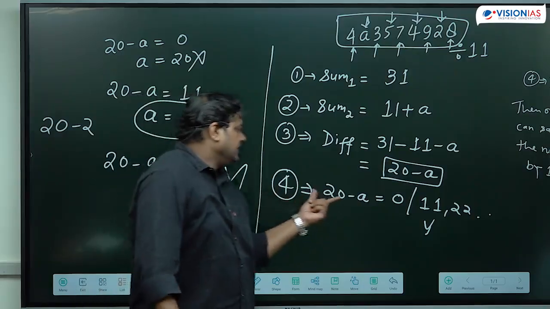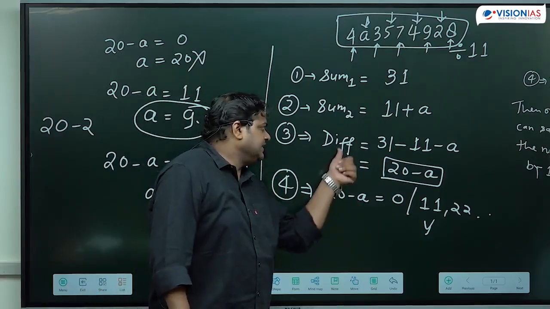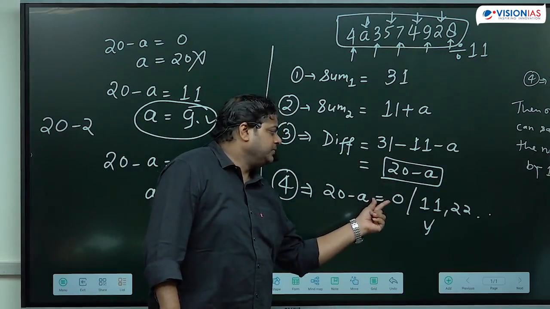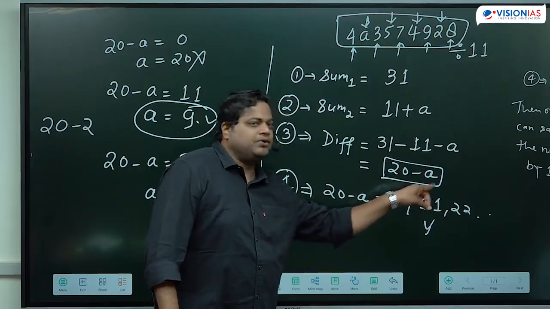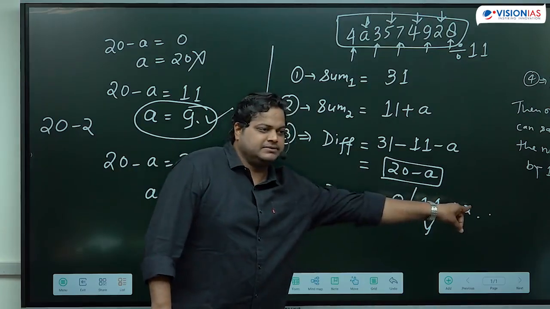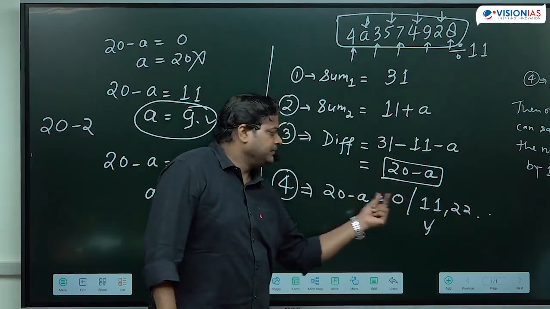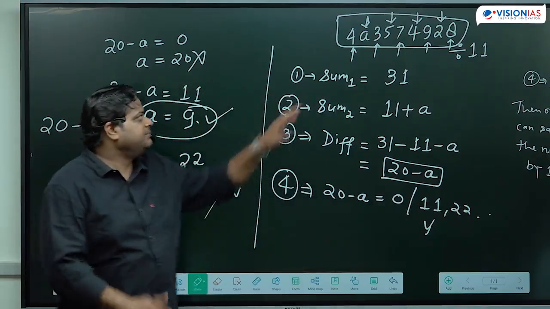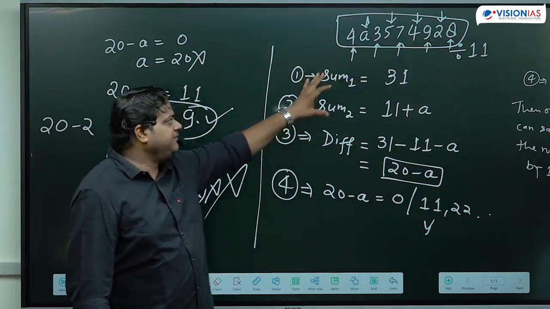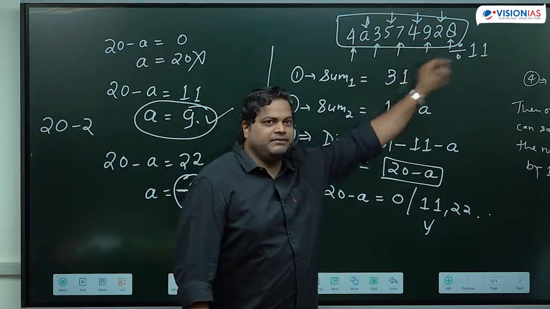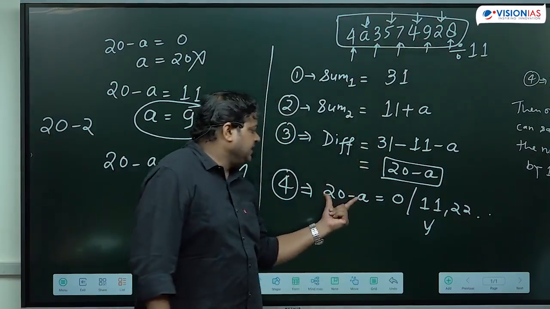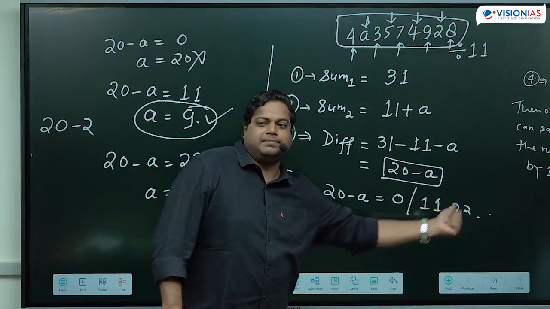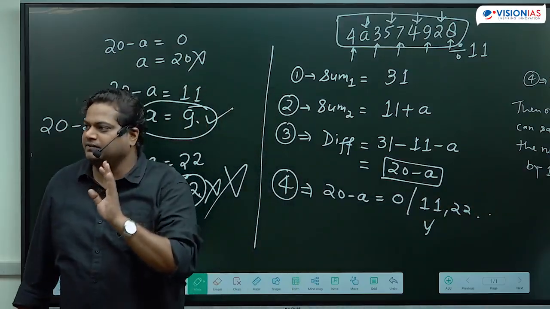Then fourth step में we are going to check कि this difference which is coming 20 minus a here is equal to 0 or multiple of 11. If this happens, if this difference is coming 0 or if this difference is coming multiple of 11, then only we can say that this number is divisible by 11. And in the question it is given that this number is divisible by 11. So this 20 minus a, this difference must be equal to 0 or multiple of 11s. कोई एक condition को fulfill करेगा.